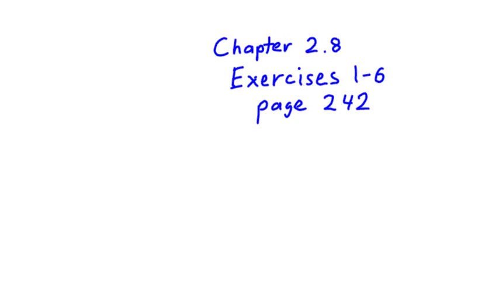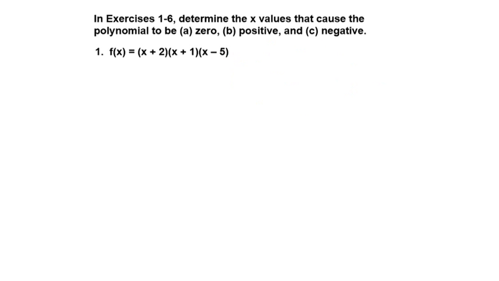Section 2.8, exercises 1 through 6. This section has to do with solving polynomial inequalities in one variable. We're going to determine the x values that cause this polynomial function to be 0, positive, and negative.